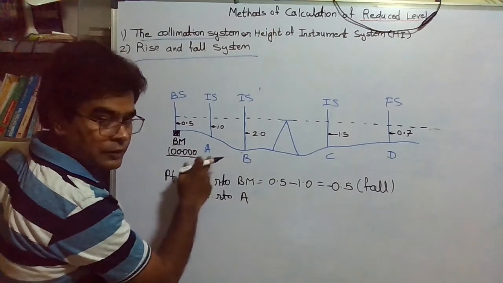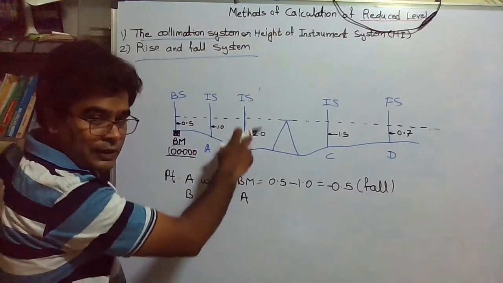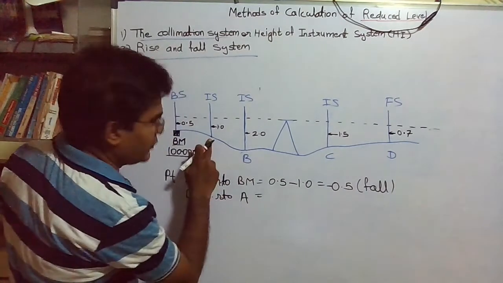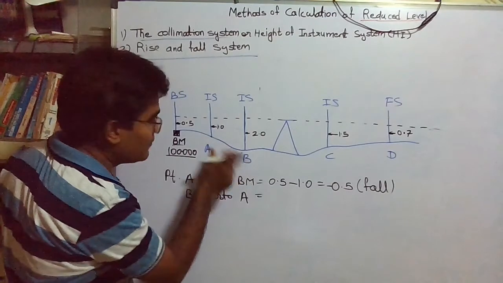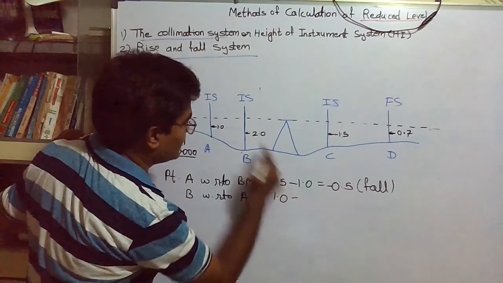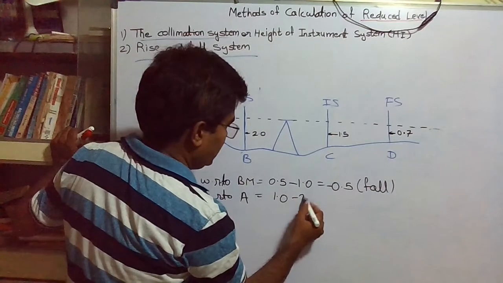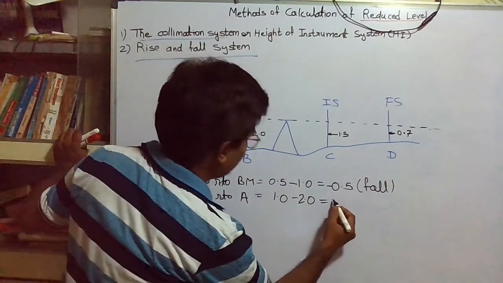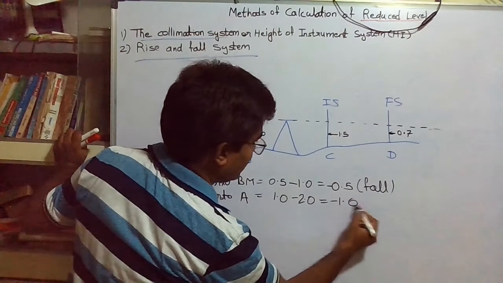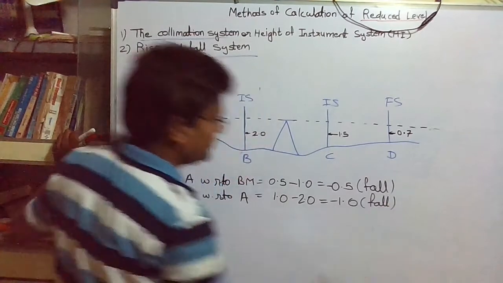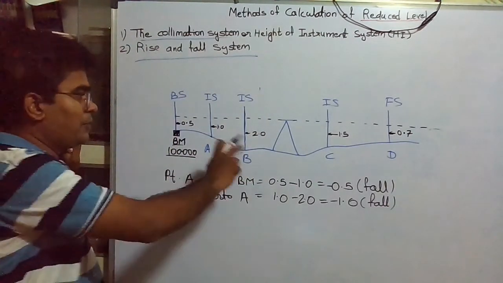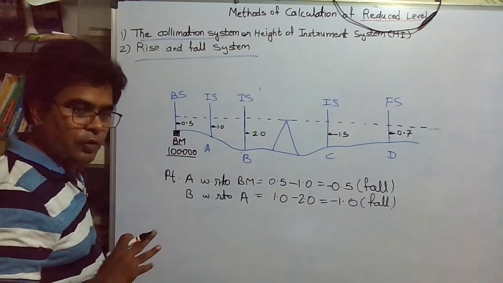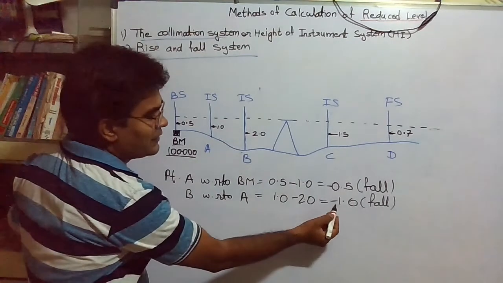B with respect to the forward point. What is happening? Reading is again increasing, which means there is again a fall. How can we find the difference between point A and B? That is the staff reading at A minus the staff reading at B, and we again get minus 1.0, and we can again see it is a fall. If the reading at the forward point is increasing, then there is a fall. You can also see it by the sign.